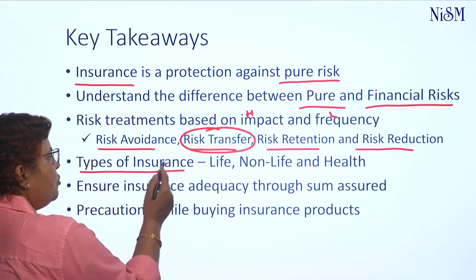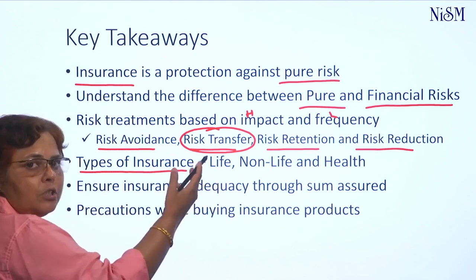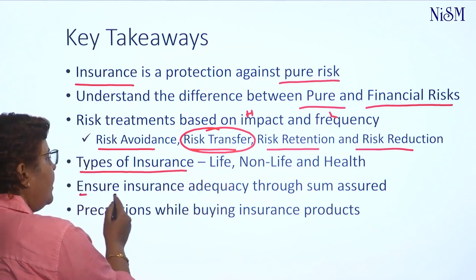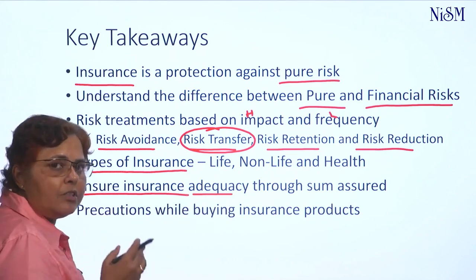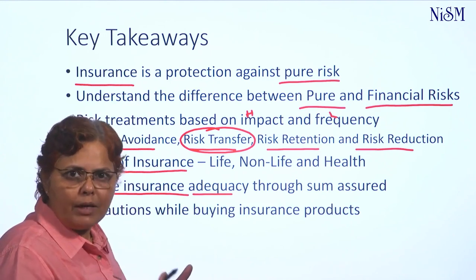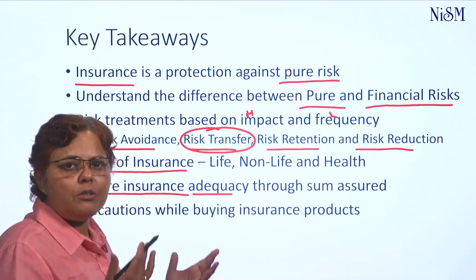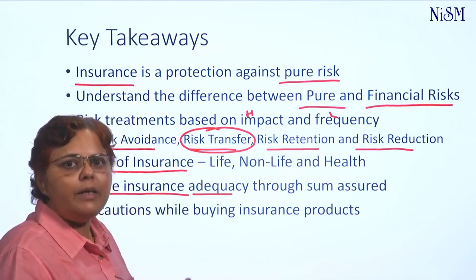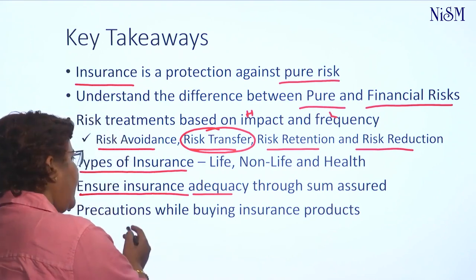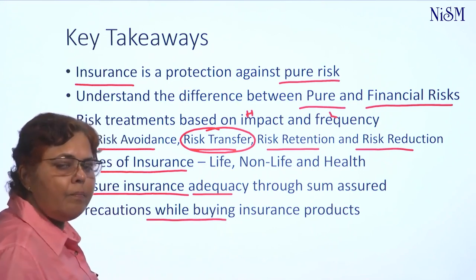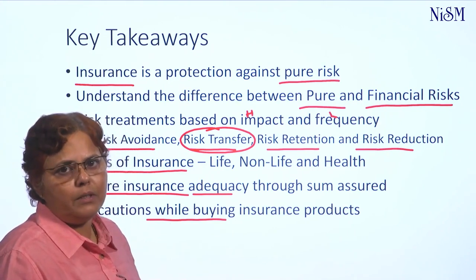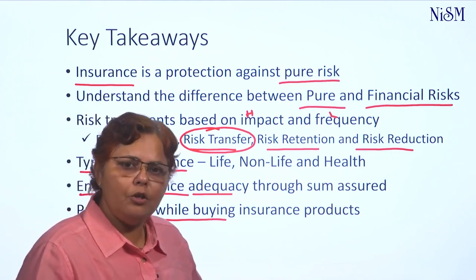Different types of insurances we have seen: life insurance, non-life insurance and health insurance. We have seen how to ensure that we have the adequacy of the sum assured. We have seen either there is a thumb rule or there is a human life value calculation taking into consideration the outstanding liability, the dependent expenses and the day-to-day expenses, and how you should be careful. You should buy your insurance products from IRDAI regulated companies. So, that is all about insurance products.